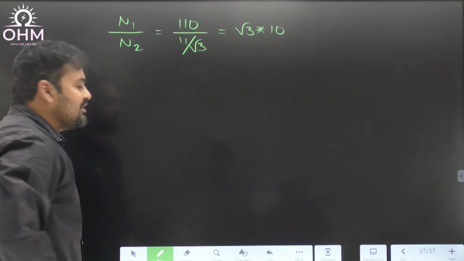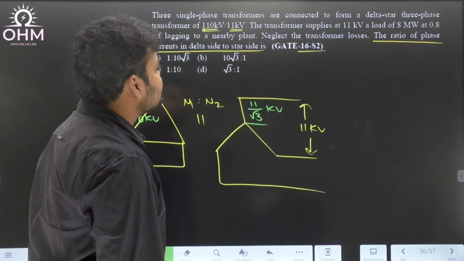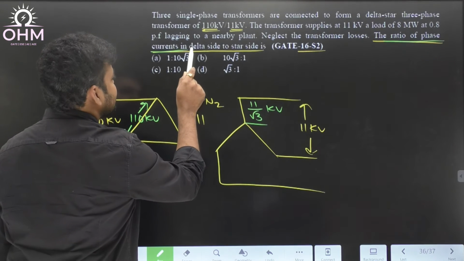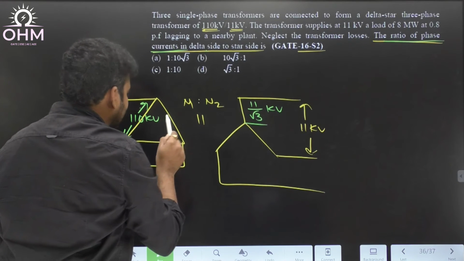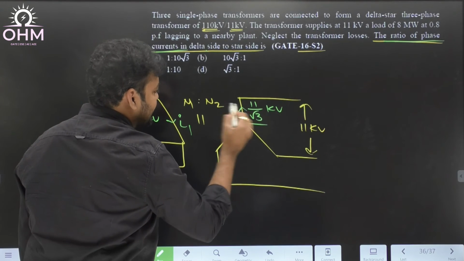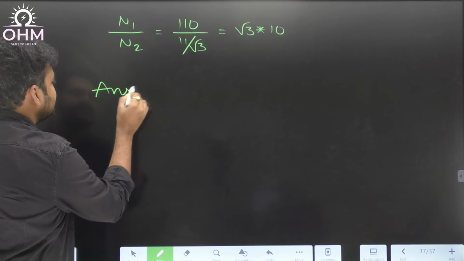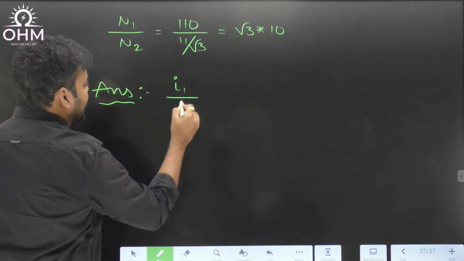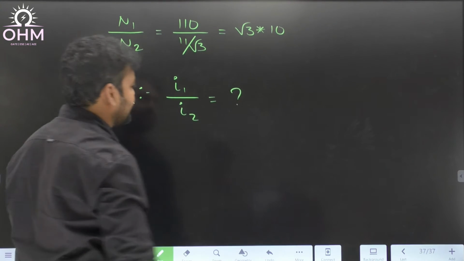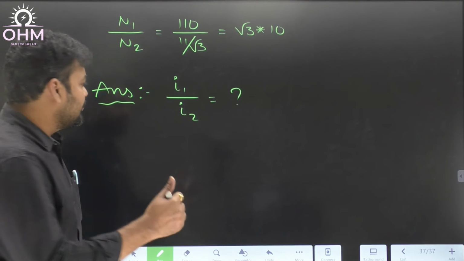This is the primary to secondary phase voltage ratio. But what is the answer I need? The answer that we need is the current ratio. What is the ratio of phase currents in the delta side to the star side? See, let's say the delta side phase current is I1 and the star side phase current is I2. What is I1 by I2 is the question. So the answer that we need is I1 by I2, where I1 is the delta side phase current and I2 is the star side phase current. But we know in a transformer, I1 by I2 is always equal to N2 by N1.